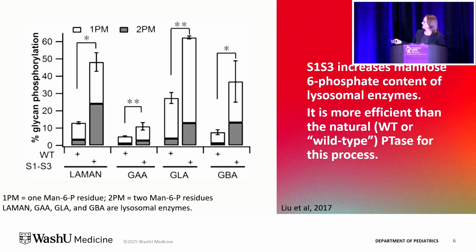On the left here, this is alpha-mannosidase. The second one is acid alpha-glucosidase. This is GLA for Fabry disease. This is GBA for Gaucher disease. And acid alpha-glucosidase is for Pompe disease. Anyway, four different lysosomal enzymes showing that with the S1, S3, we see an increase in the mannose-6-phosphate content versus the naturally occurring PTAs.